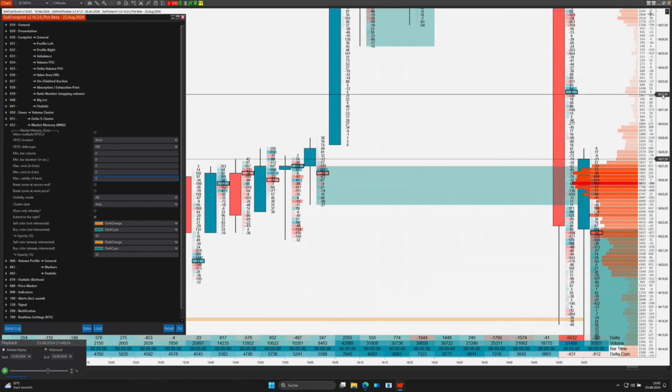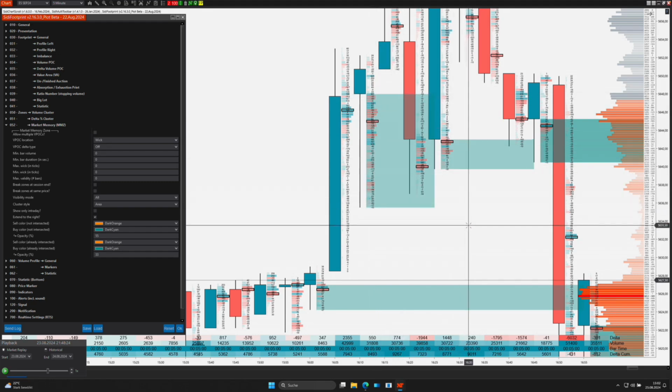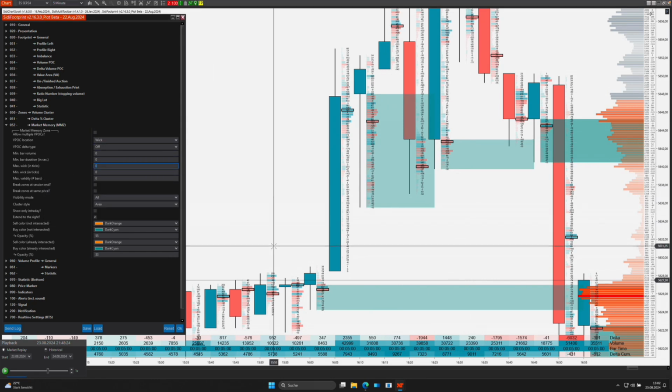As an example, if we have a very, very long rejection here, and that is displayed in exactly the same way as this short one here, but maybe I don't want that at all, I would like to say, okay, we have the max wick in ticks. Let's set it to 15 and the whole thing should then only be valid for 5 bars, for example.